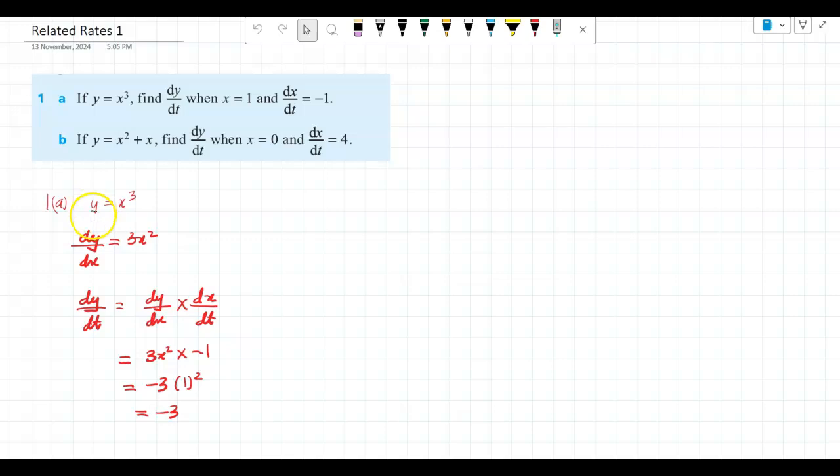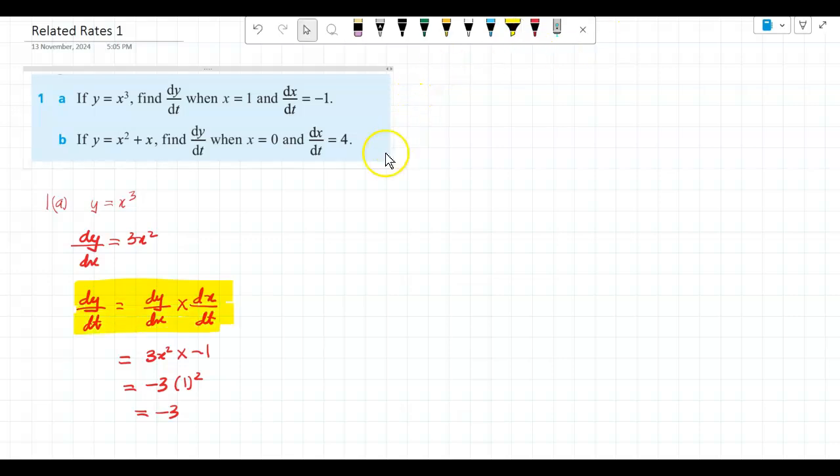You can clearly see here y is equal to x cube means y is a function of x. So you differentiate it, dy by dx. So that will become what? 3x squared. Now this is important. This is your formula that you need to remember.